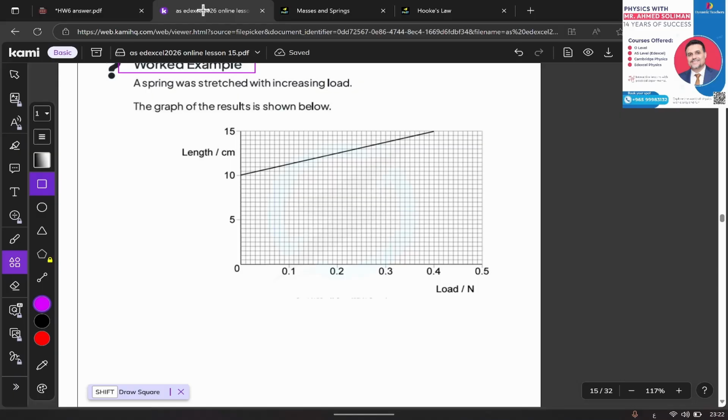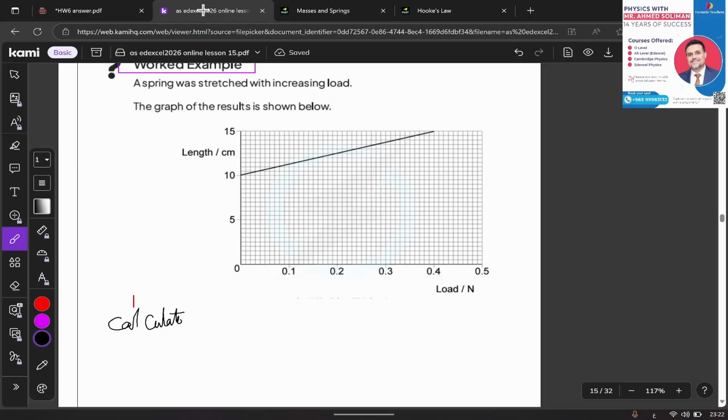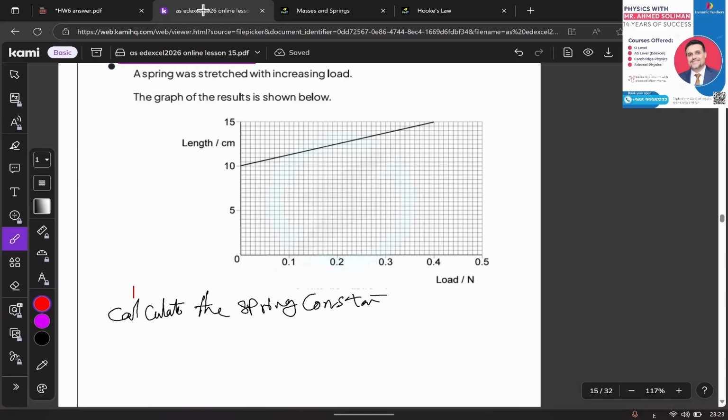The question is, calculate the spring constant. The original length is 10. Yes, so this is the original length, LO.